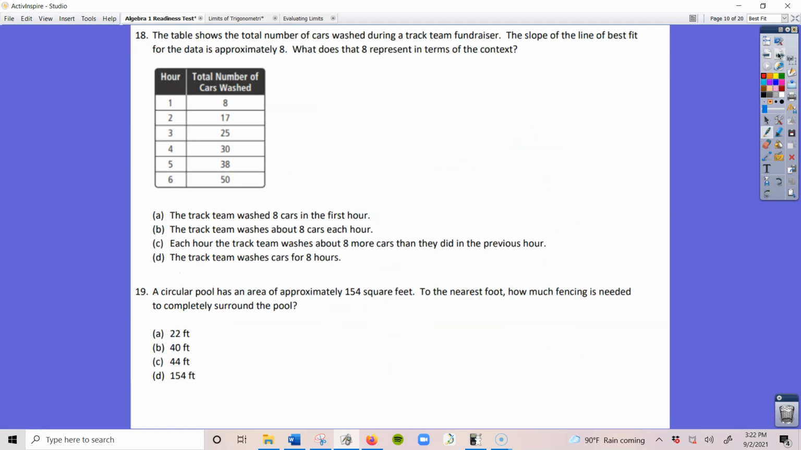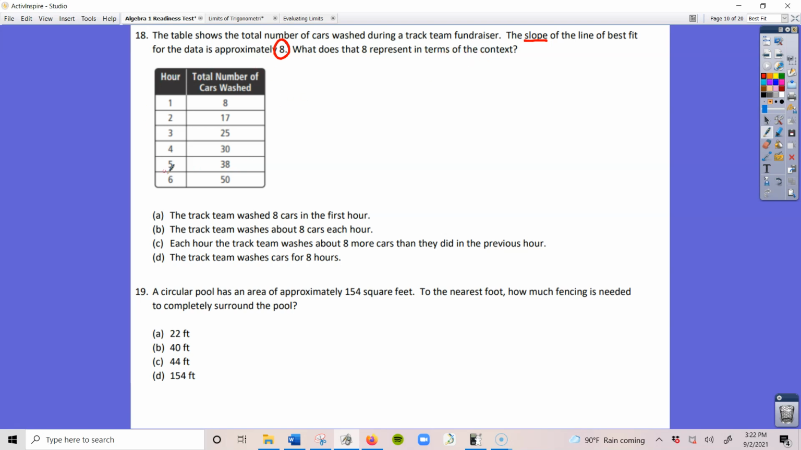Let's go to number 18. The table shows the total number of cars washed during a track team fundraiser. The slope of the line of best fit for the data is approximately 8. So that represents the slope. What does the 8 represent in terms of the context?